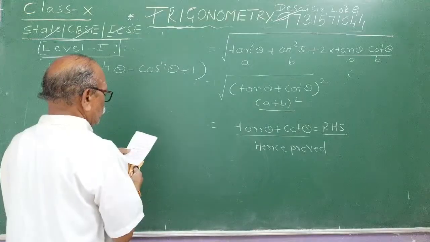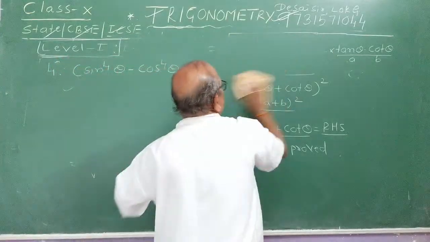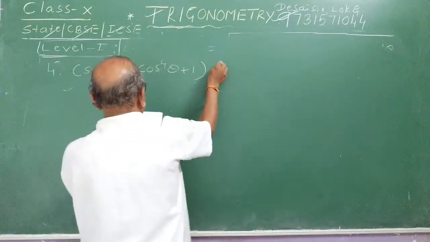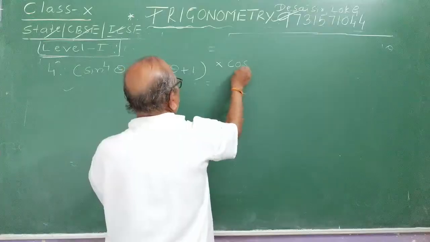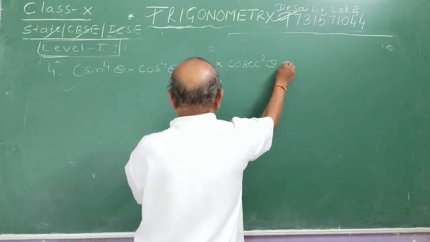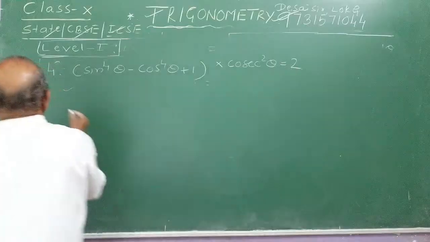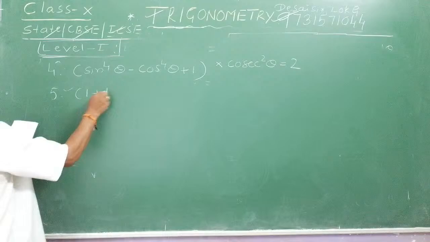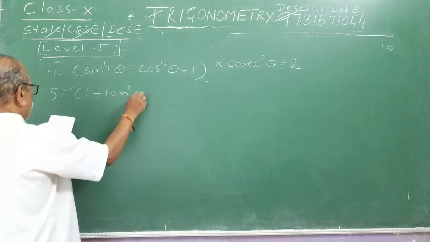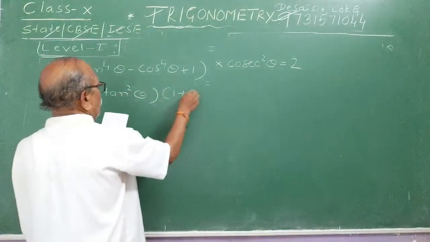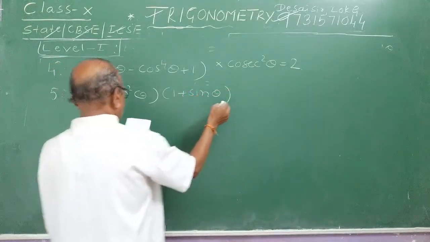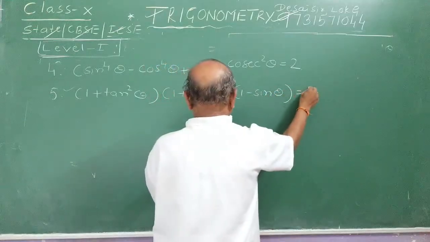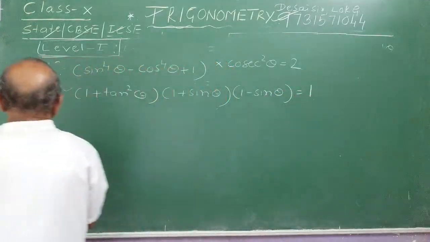Plus 1 into cosec square theta. Note down all questions, homework questions. I'll give homework questions because 5 minutes are remaining. Fifth question: 1 plus tan square theta into 1 plus sin theta into 1 minus sin theta is equal to 1. Try these questions.